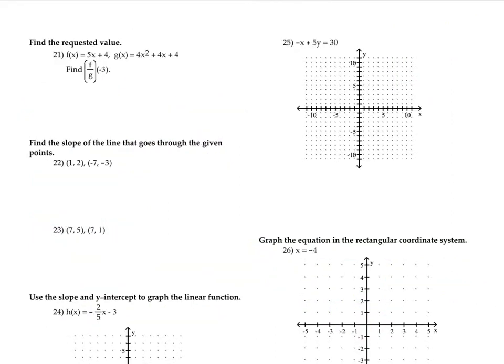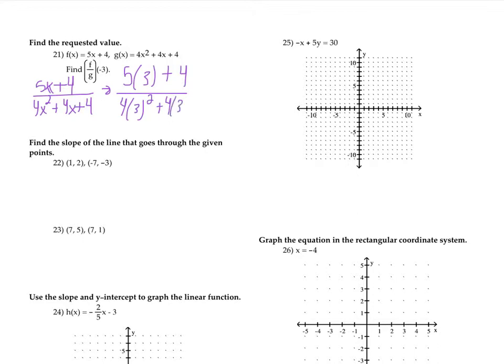Alright, we want to find f over g of -3. So what we're going to do is put f, which is 5x plus 4, over g, which is 4x squared plus 4x plus 4. But then we're going to plug in -3 where our x's are. And so when we do this now, we're going to simplify the top. 5 times -3 is -15, plus 4 is -11.